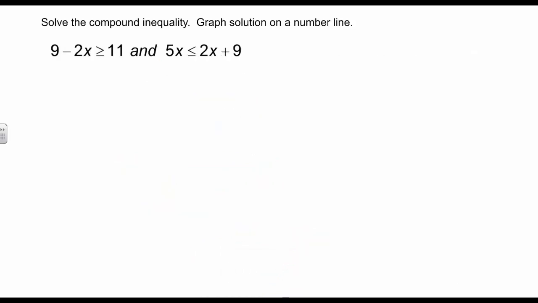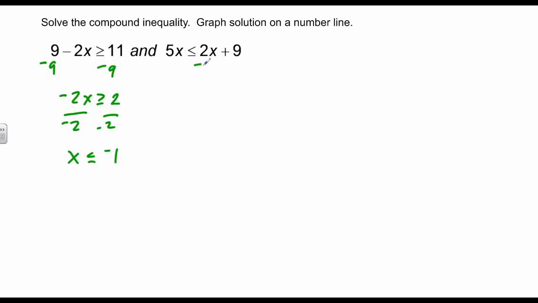Now, here's a unique problem. It doesn't look unique initially, but let's go through solving it and I'll show you why it's a little bit different. In this case, I'll subtract 9 from both sides. I get negative 2x is greater than or equal to a total of 2. Divide by negative 2 on both sides. I get x, reverse the inequality sign, is less than or equal to negative 1.